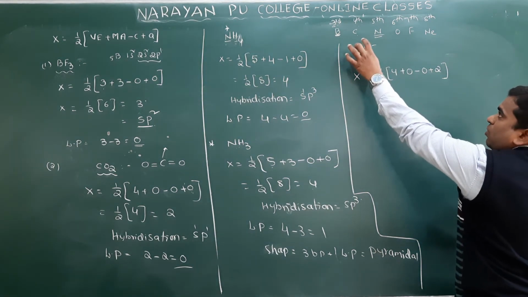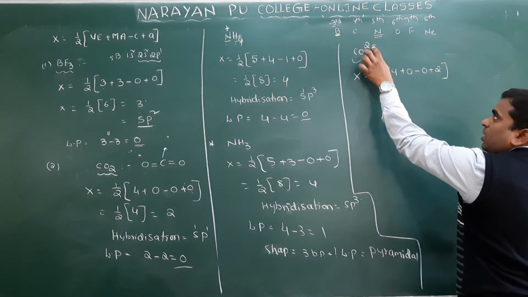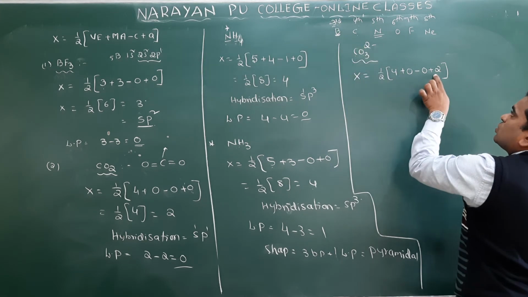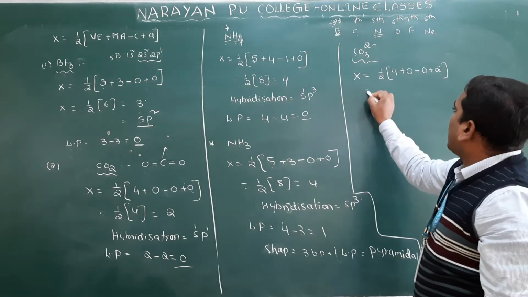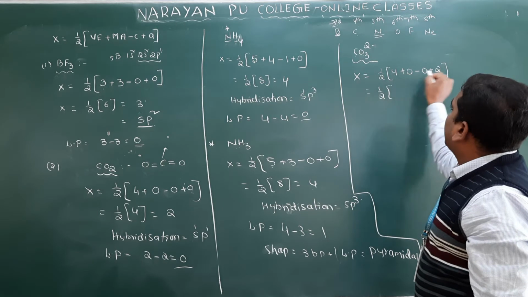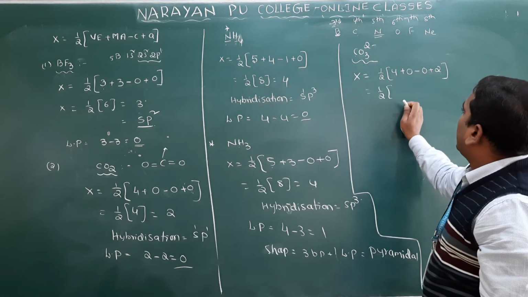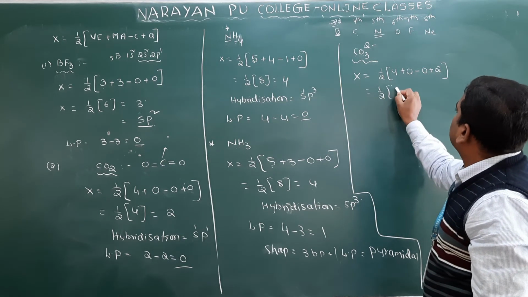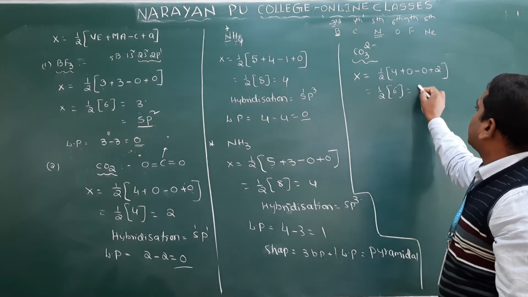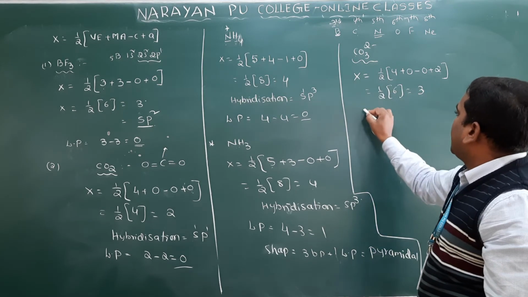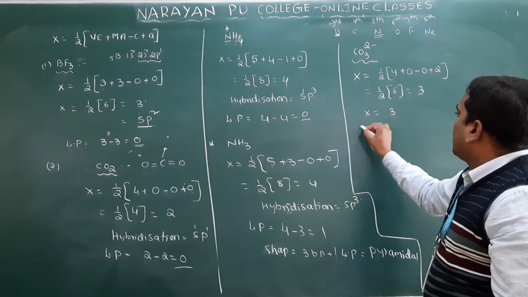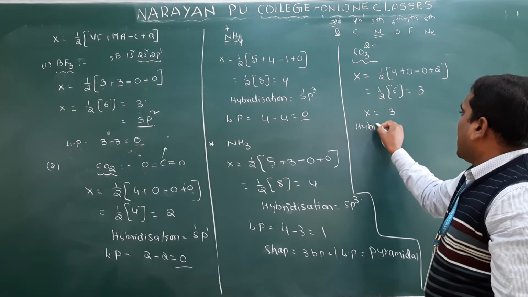Charge on anion. What does the negative mean? Anion. What is the charge? 2. That 2 you have to write. Clear? Then what will you get here? You will get 4 plus 2. 4 plus 2, how much? 6. 6 means 3. 3 means what is the hybridization? X is equal to 3, what is the hybridization?